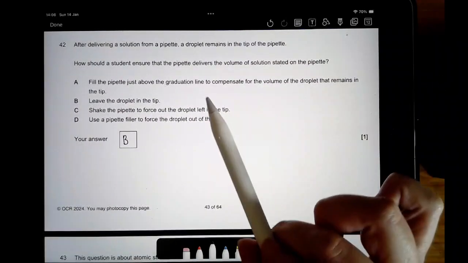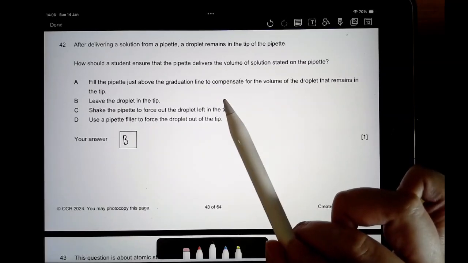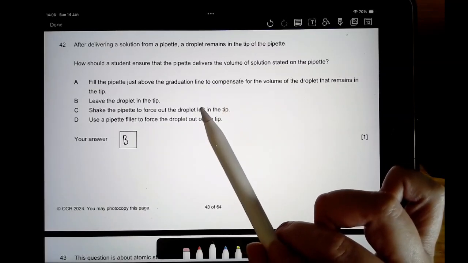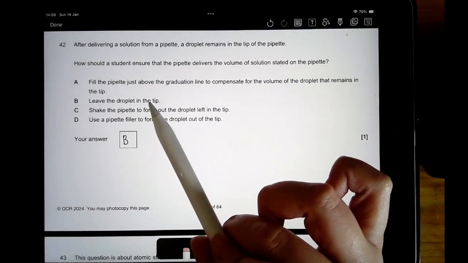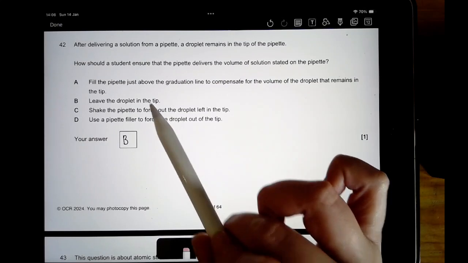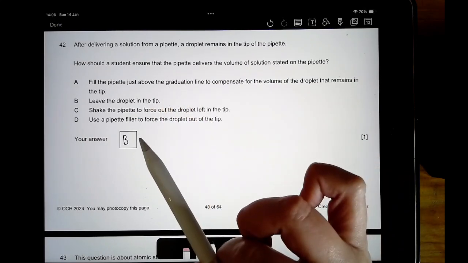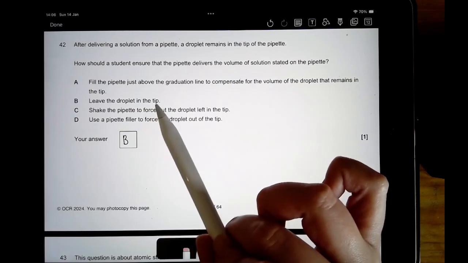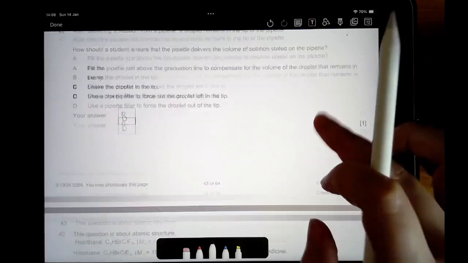42. This is just how pipettes are calibrated. You may remember when you did your titration, when you're using a pipette, there is always a little drop in the end. The pipettes are calibrated to account for that drop. You are not supposed to try and force it out, and you're not supposed to ever go above the graduated line to compensate. So the answer is B, you just leave the droplet in the tip, and the instrument is calibrated with that in mind.